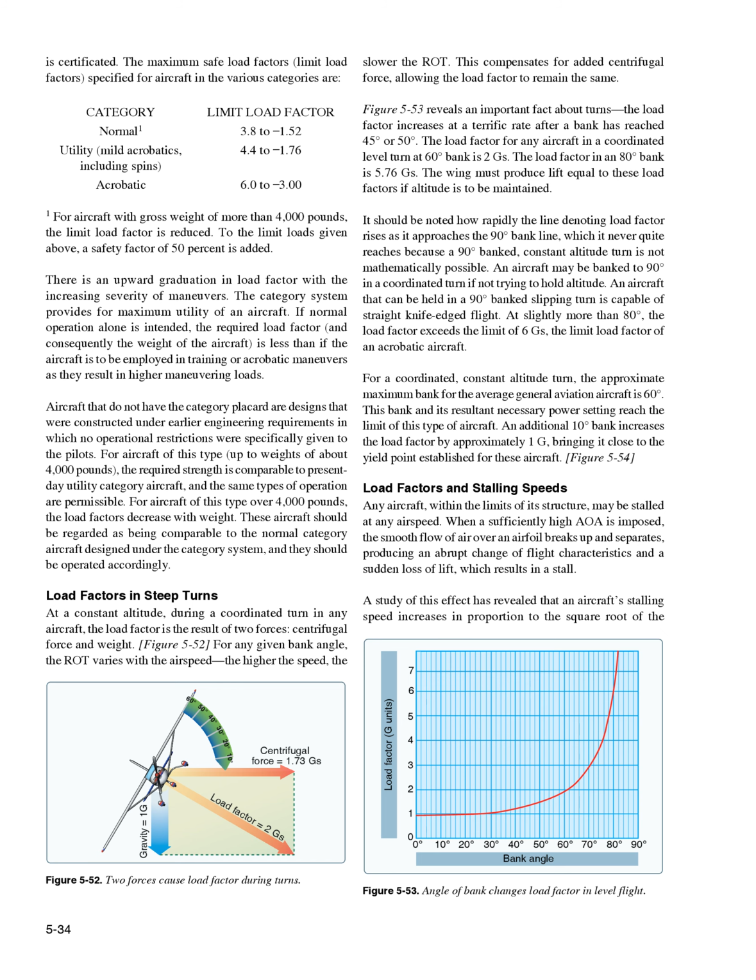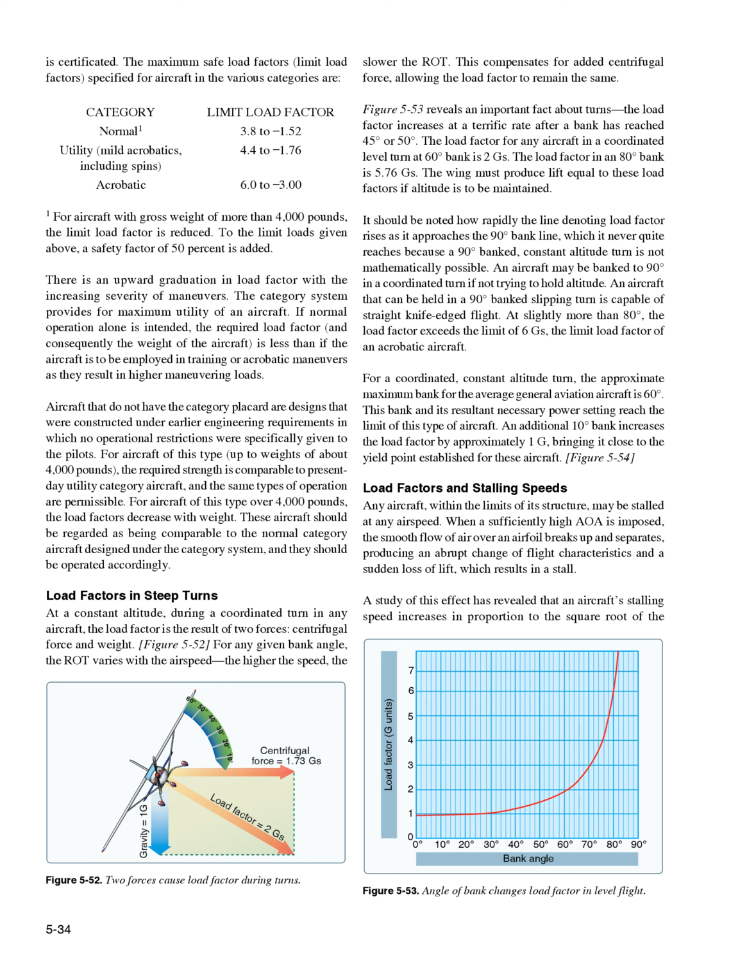To the limit loads given above, a safety factor of 50% is added. There is an upward graduation in load factor with the increasing severity of maneuvers. The category system provides for maximum utility of an aircraft. If normal operation alone is intended, the required load factor, and consequently the weight of the aircraft, is less than if the aircraft is to be employed in training or acrobatic maneuvers, as they result in higher maneuvering loads.